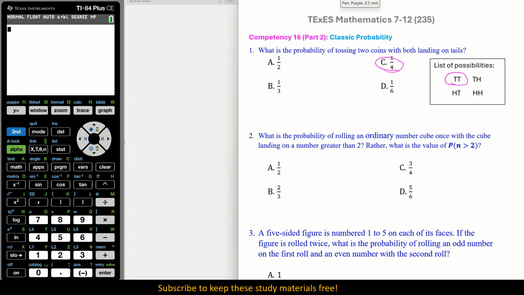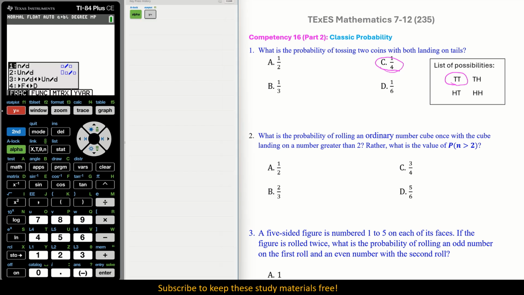But during a test, would you really write all this down? No, you wouldn't do that. What you would do is this. You're going to say alpha y equals and set up your fraction. You have two coins, so we have tails, heads or tails. So that'd be 1 out of 2. So what do I have? I have 1 out of 2. And then I have to multiply that.